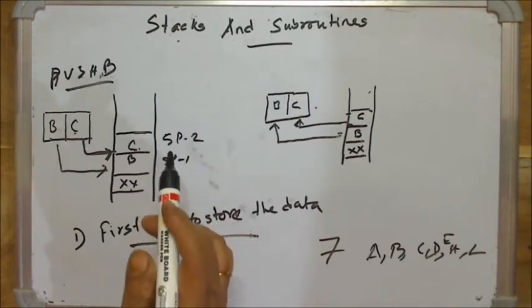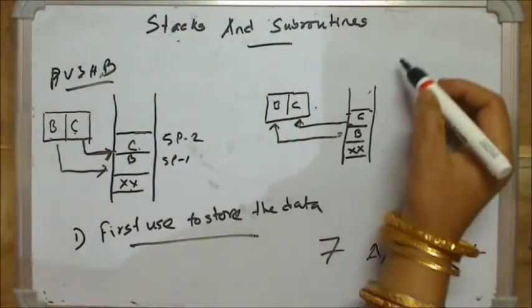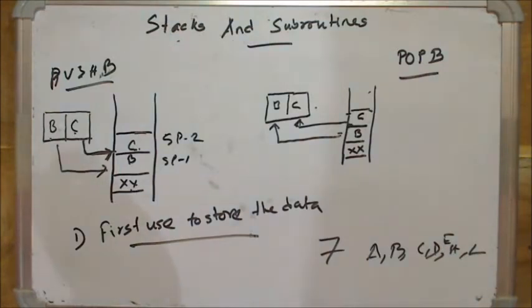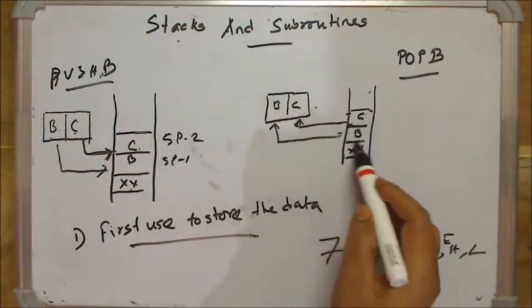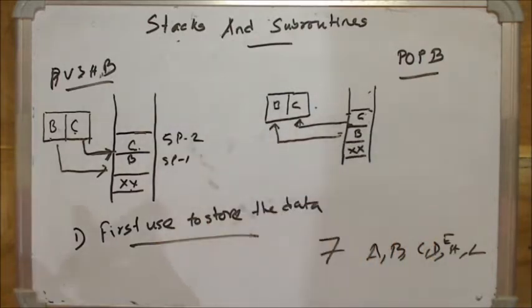Whenever you want the data back into the BC pair, you simply write pop B. You write pop B, then what will happen? The data of C will go to C register, data of B which was stored in the stack will go to B register. So what I'm trying to say is, if you don't need the data in registers right now, go on pushing the data in the stack. Okay, whenever you need this, get them back by using pop.